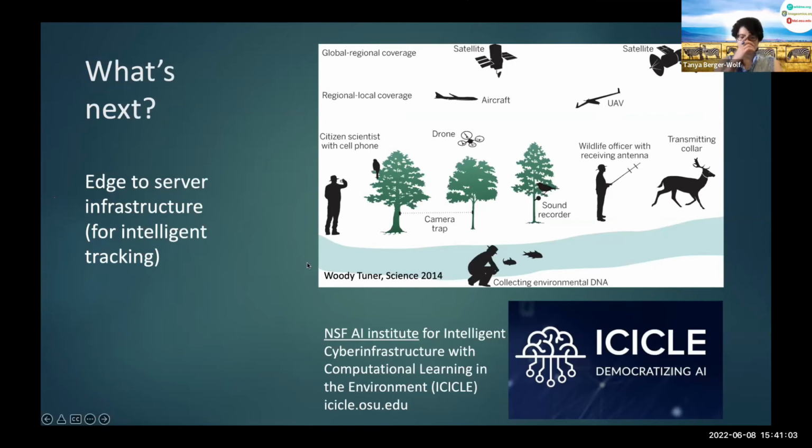One of the very recently funded US National Science Foundation Artificial Intelligence Institutes, a big project, $20 million, is explicitly an institute for intelligent cyber infrastructure with computational learning in the environment. So this is AI-enabled cyber infrastructure for AI, creating a seamless plug-and-play environment from edge to server. One of the applications they're looking at explicitly is animal ecology. Full disclosure, I'm part of this project.